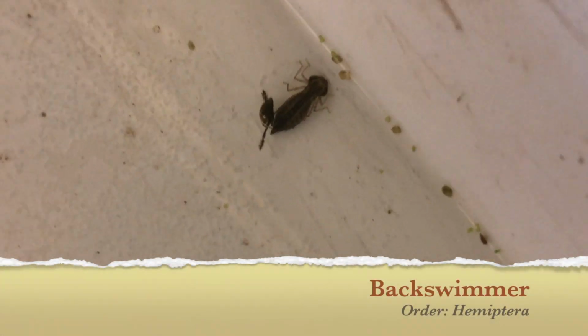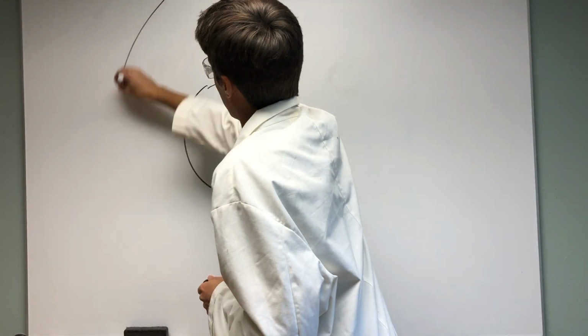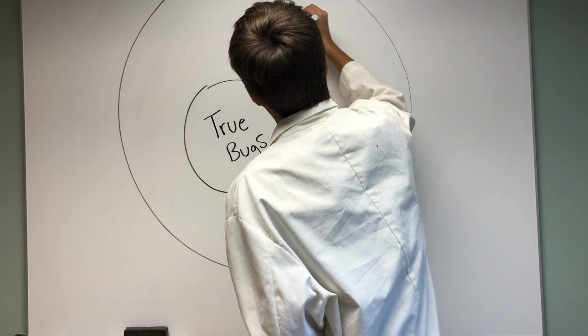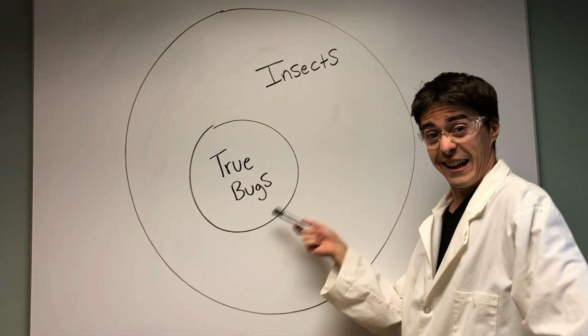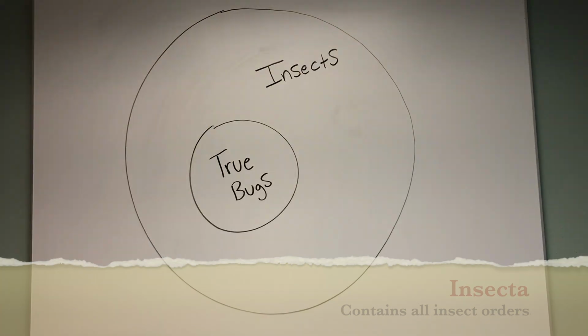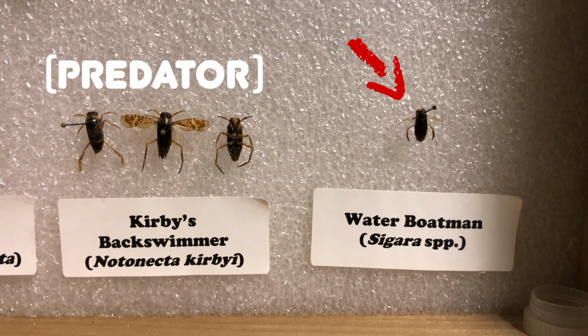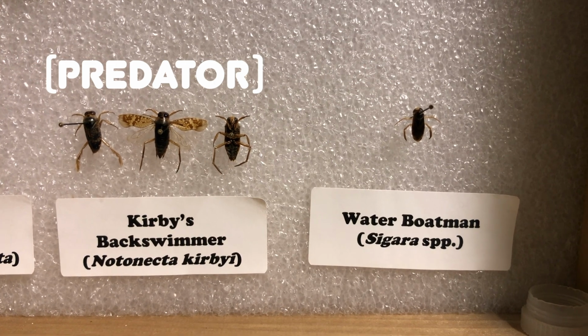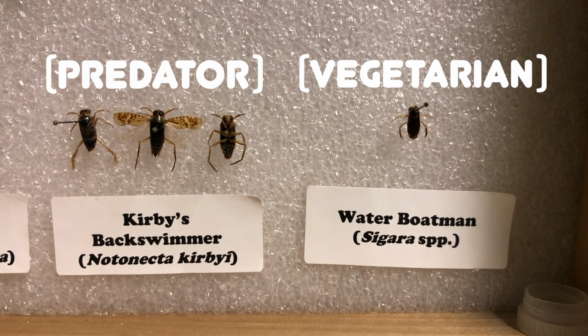This is a back swimmer, a true bug and predator. All true bugs are insects, but not all insects are bugs. They have some differences that make them unique, but bugs still meet the qualifications to be included in the class Insecta. It can often be confused with its relative, the water boatman, who swims right side up and is an herbivore, meaning it only feeds off of plants.